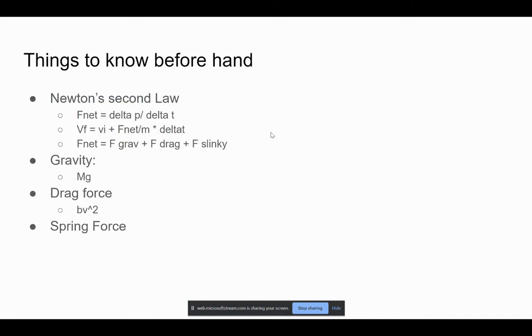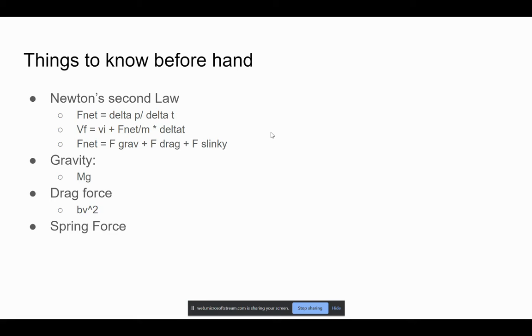Things to know beforehand: Newton's second law, which says the net force is equal to the change of momentum over the change in time. From it you can derive the velocity update formula, which states the final velocity is equal to the initial velocity plus the net force divided by mass times the change in time. And also the position update formula, which says the final position is equal to the initial position plus the average velocity times the change in time.